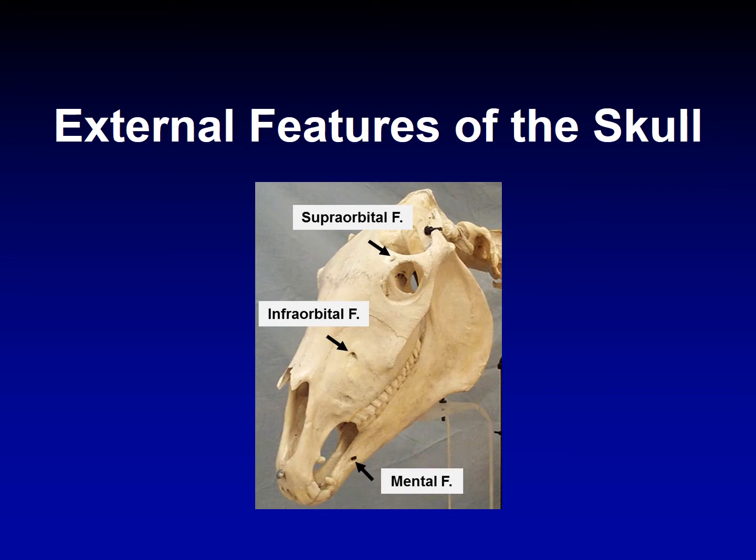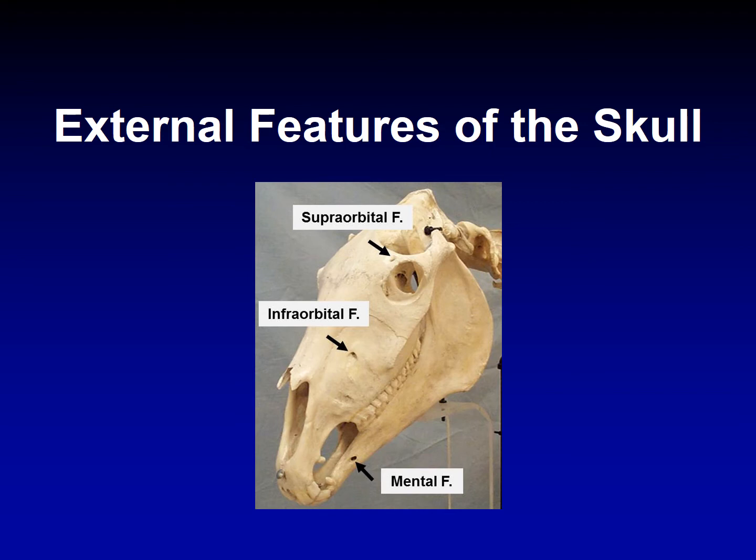Now we have three foramens: supraorbital foramen, infraorbital foramen, and mental foramen. So we have three external features, and we have three foramens. The features are naso-incisive notch, facial crest, and mandibular notch. The foramens are supraorbital, above the orbit of the eye, infraorbital, below the orbit of the eye, and mental foramen.